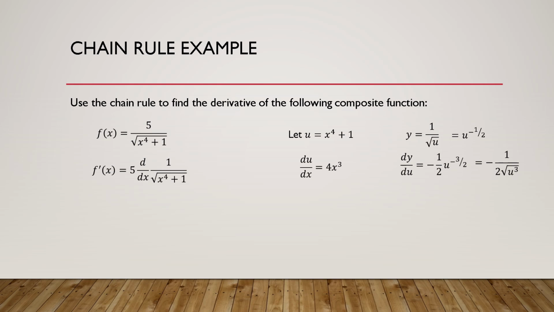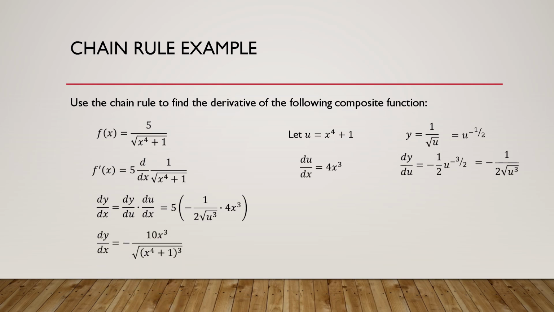dy/dx will then be the product of dy/du and du/dx, or 5 times the quantity of negative 1 over 2 square root of u cubed times 4x cubed. When we replace u and simplify, we get the final answer dy/dx is equal to negative 10x cubed over the square root of the quantity x to the 4th plus 1, cubed.